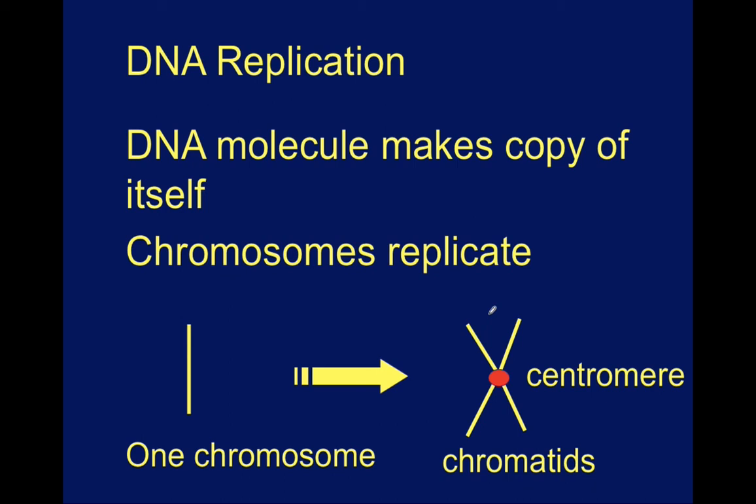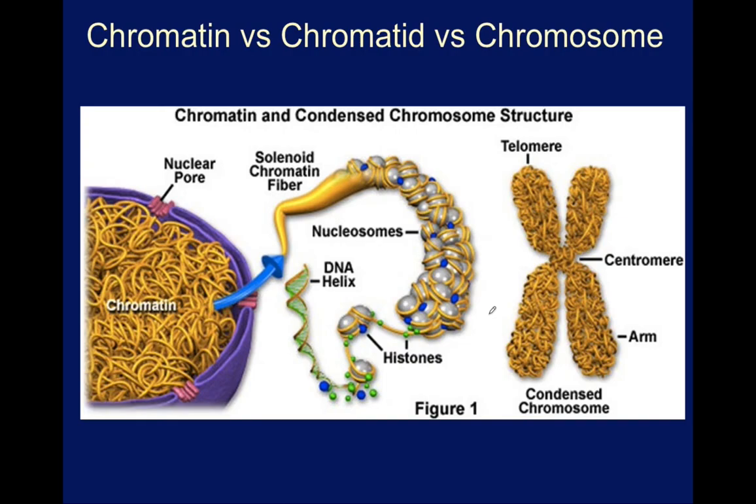All of those words sound very, very similar and can be the cause of a lot of confusion in the field of genetics. So we're going to go into this slide and I'm going to explain the difference between what chromatin, what chromatids, and what chromosomes are. Chromatin is the decondensed form of DNA.